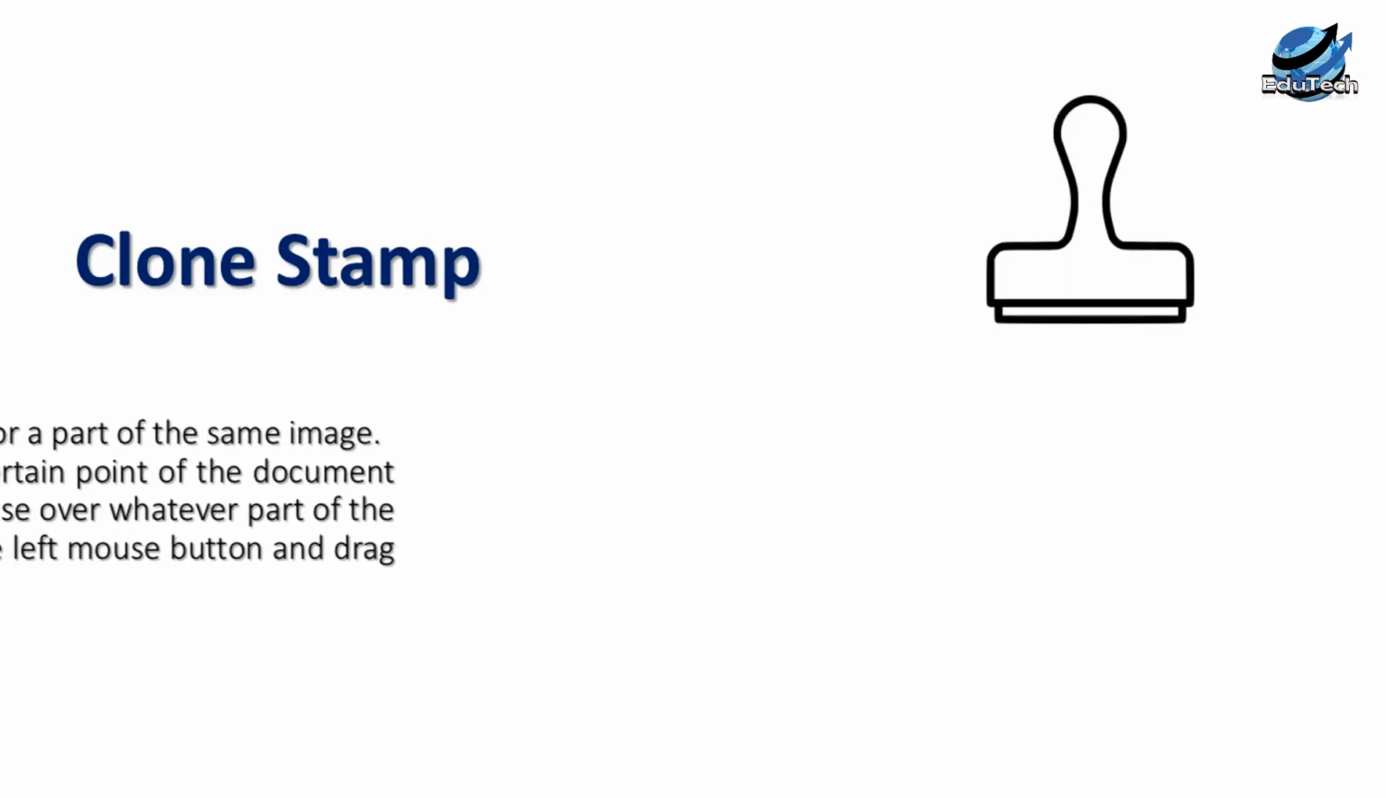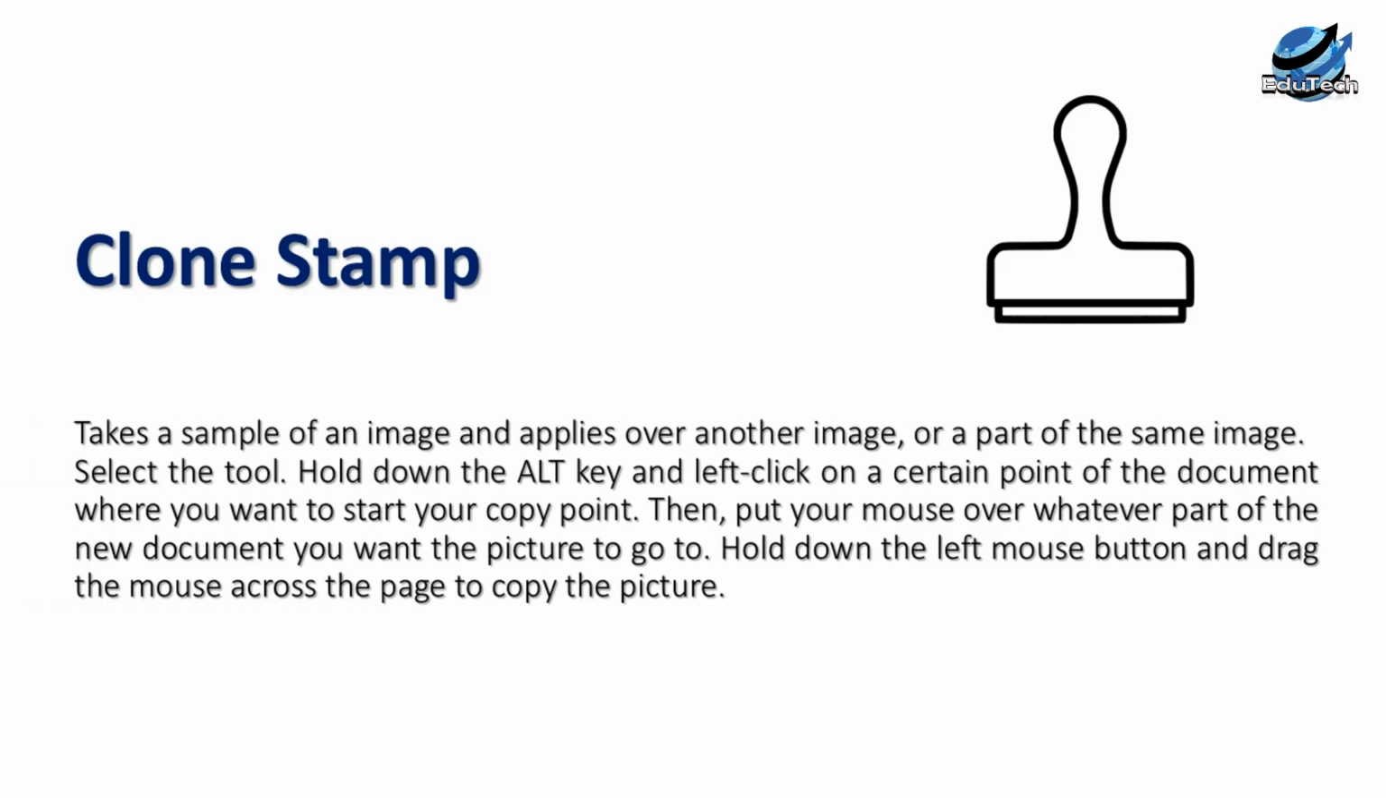Clones. Take a sample of an image and apply over another image, or a part of the same image. Select the tool. Hold down the Alt key and left-click on a certain point of the document where you want to start your copy point. Then, put your mouse over whatever part of the new document you want the picture to go to. Hold down the left mouse button and drag the mouse across the page to copy the picture.